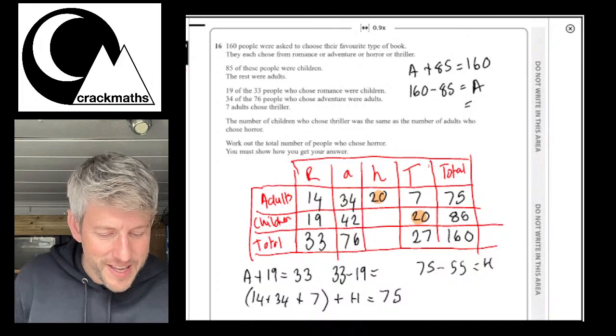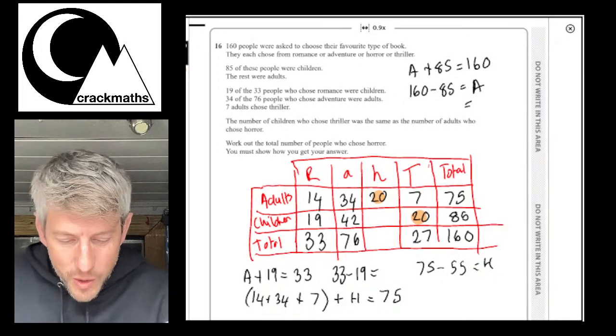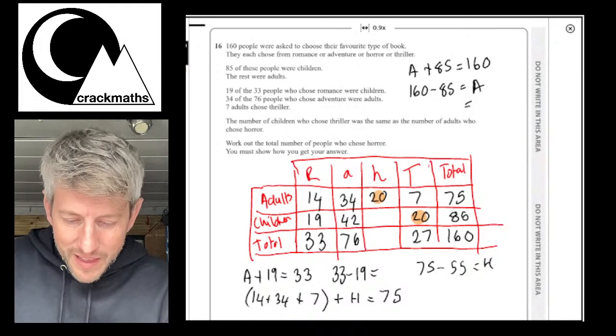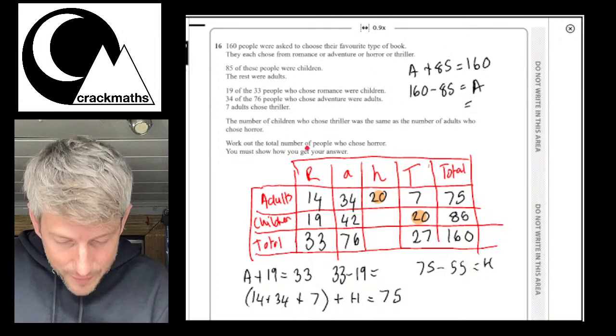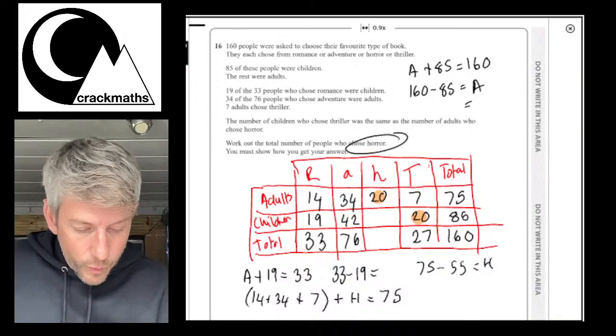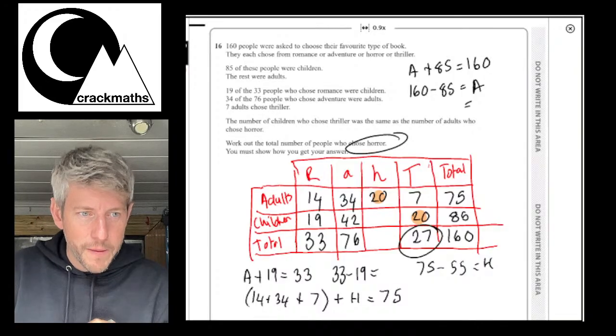So 75 take away 55 is 20. So I have just answered the question here, and it says to work out the total number of people who chose horror. We've worked out the total number of people that chose horror.